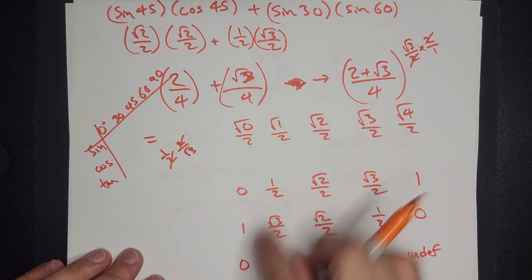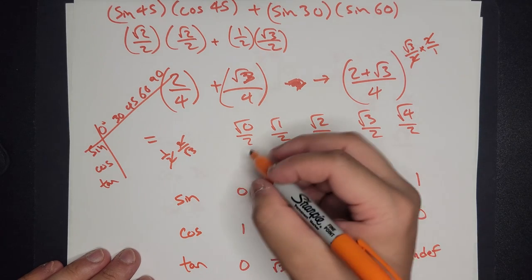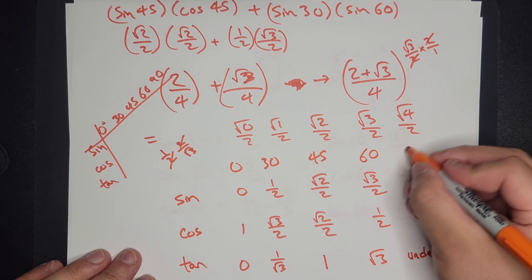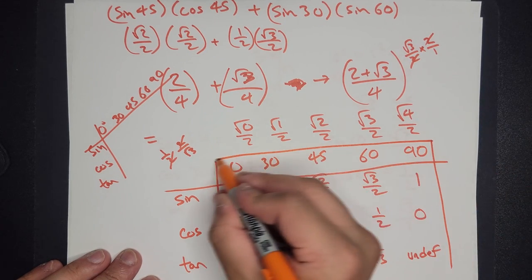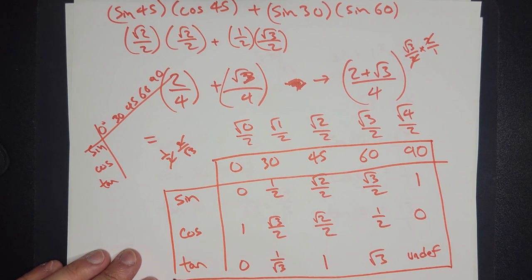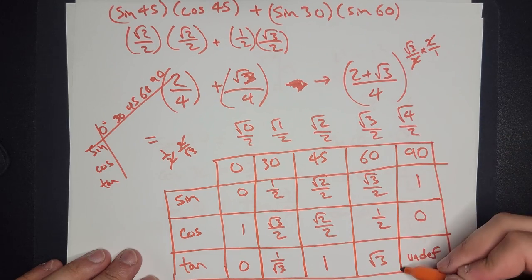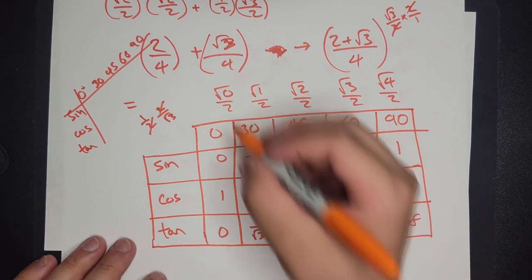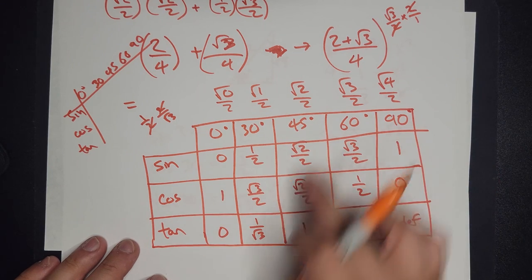So now I have this chart of 15 values. I'm going to write sine here, cosine here, tan here, and then I can write 0, 30, 45, 60, and 90. There you go. I used to do this at the beginning of tests just so I have all the special identities. These are my degrees. Sine of 30 is half, cos of 60 is half, tan of 45 is 1.